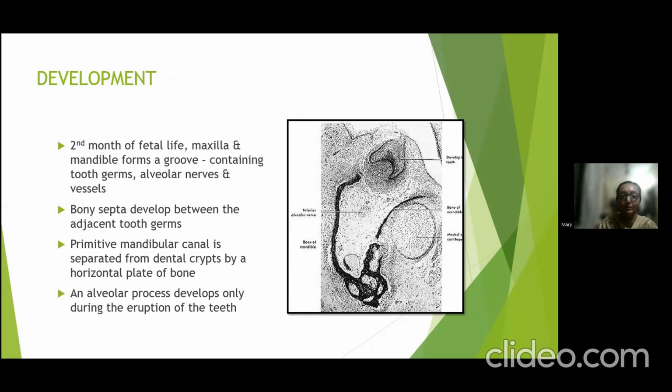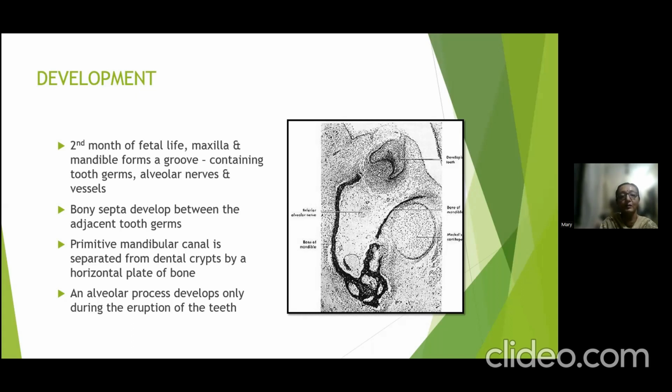The development of alveolar bone starts during the second month of fetal life, both in the maxilla as well as the mandible. Initially it forms as a groove which contains the tooth germ, the alveolar nerves, and the vessels. Between these two germs, bony septa develop, and they differentiate the different tooth germs and their future location in each individual. Also there is a primitive mandibular canal which is separated from the dental crypt by a horizontal plate of bone.